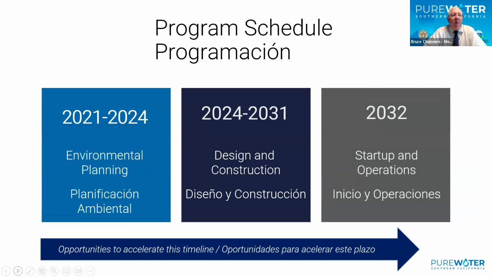Our program schedule is shown in this slide. We are currently in the environmental planning phase, which will be explained in more detail later in this presentation, and it will end in 2024 with approval of our EIR. Afterwards, we will begin design and construction from 2024 to 2031, with startup and operations anticipated for 2032. We would just like to note that because of potential funding from the state and federal government and the impacts from the drought, we are looking at accelerating this timeline to start design prior to 2024 and to have some quantity of water brought online before 2032. And with that, I'll turn it back to Jenna.